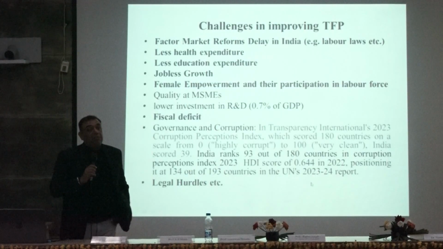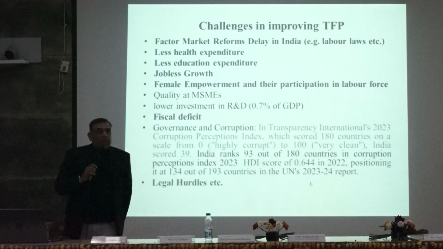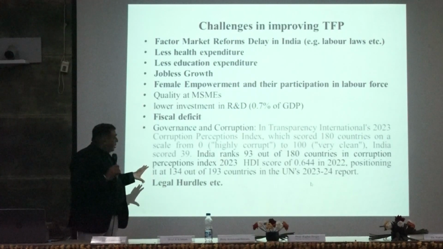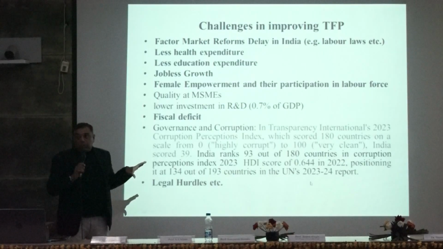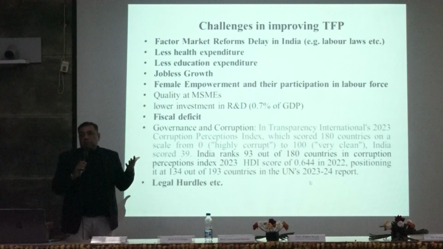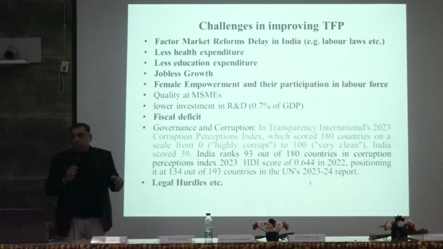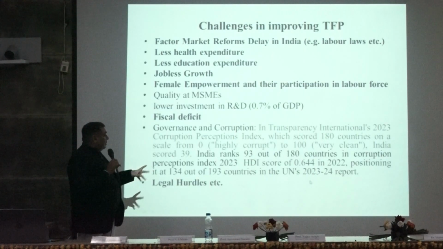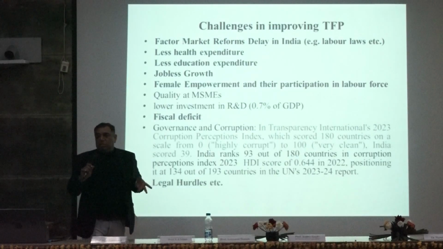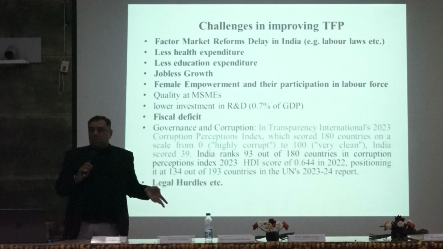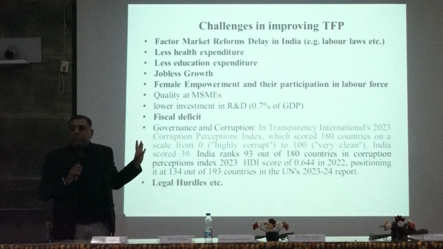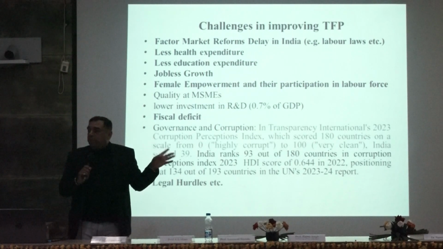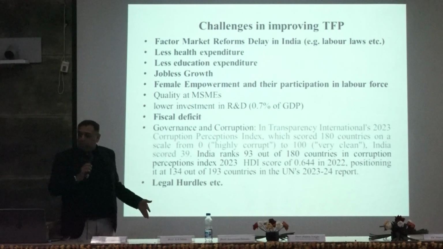It comprises 3 indicators: health, education, and per capita income. I think these 3 indicators need to be focused on. It is not easy to increase the total factor productivity in India, so we need to think about this parameter also. These are not Indian reports. These are UN reports and other international reports, and I have taken the data mostly from the World Bank, WIPO and many others.